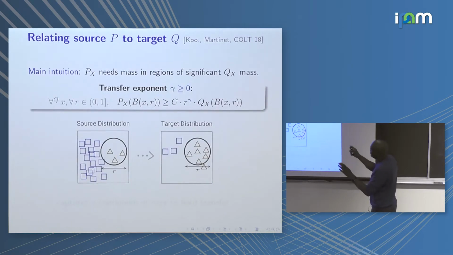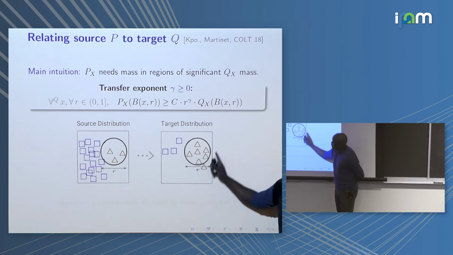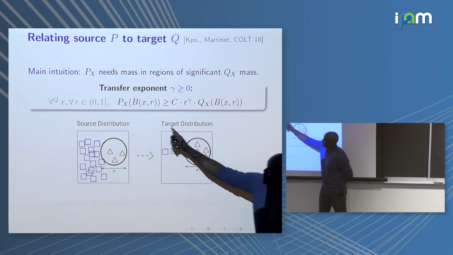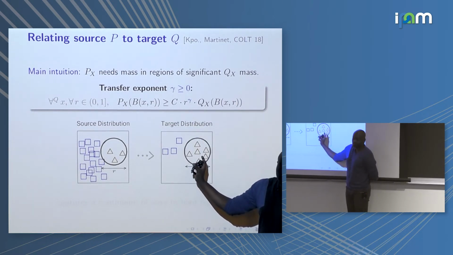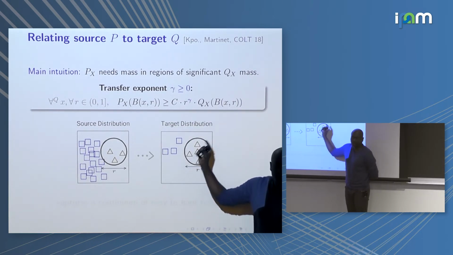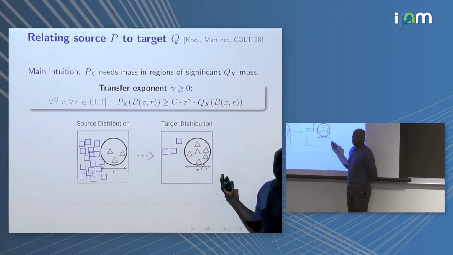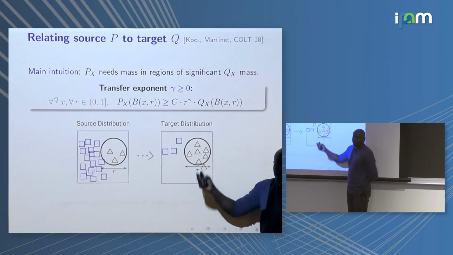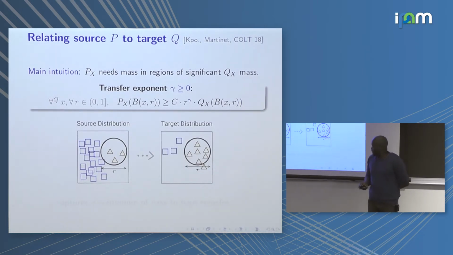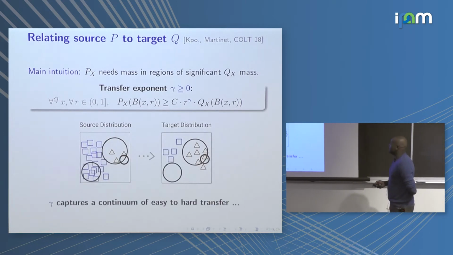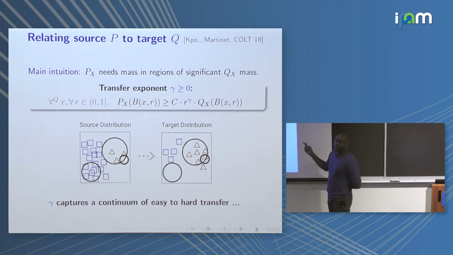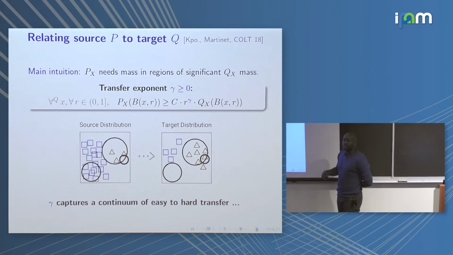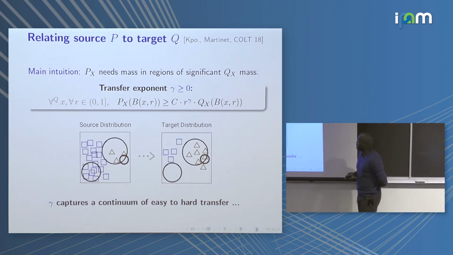So here is a simple illustration. Again, I look at balls. I look at the mass assigned by Q. I look at the mass assigned by P. And I factor in the size of the ball. That's another important part. And I look at all possible balls, R going down to 0, X going through the entire space. And this will capture a continuum of easy to hard transfer, as we will show. Large gamma is very hard transfer, low gamma is very easy transfer.